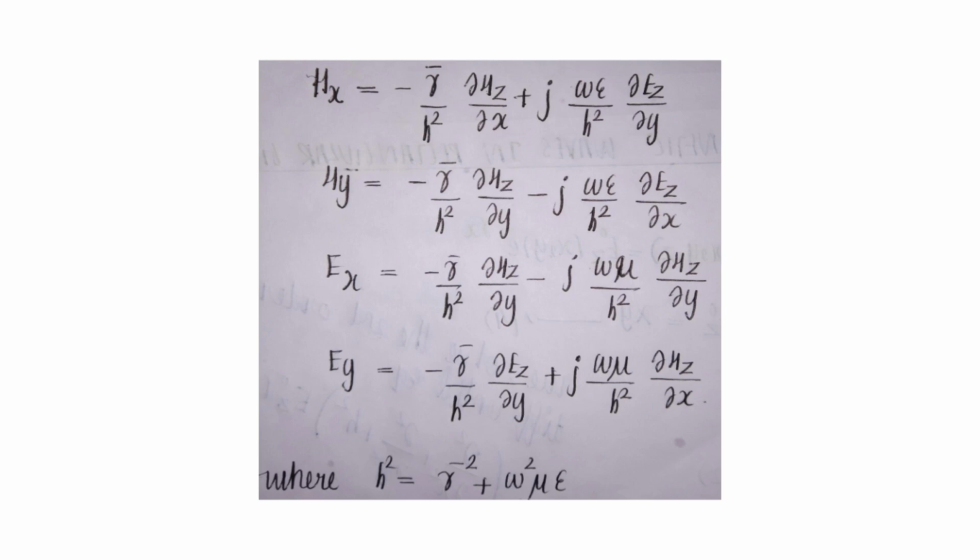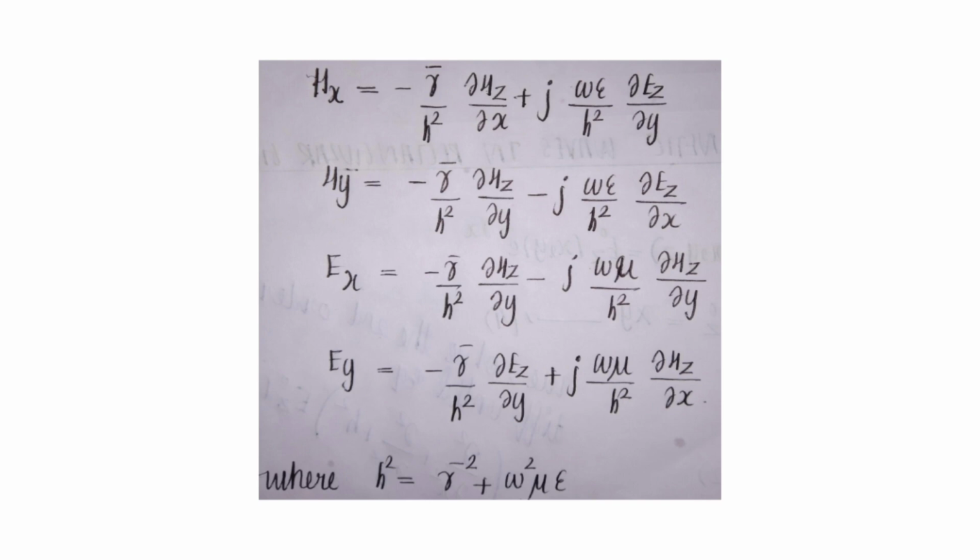Equations 1 can be combined into a form: Hx is equal to minus gamma by h squared ∂Hz/∂x plus j omega epsilon by h squared ∂Ez/∂y. Hy is equal to minus gamma by h squared ∂Hz/∂y minus j omega epsilon by h squared into ∂Ez/∂x. Ex is equal to minus gamma by h squared into ∂Ez/∂x minus j omega mu0 by h squared into ∂Hz/∂y. Ey is equal to minus gamma by h squared ∂Ez/∂y plus j omega mu by h squared ∂Hz/∂x, where h squared is equal to gamma squared plus omega squared mu epsilon. The equation gives the relation between the fields within the guide.